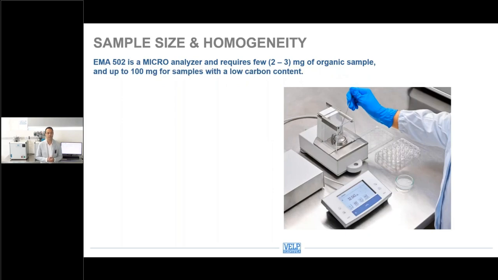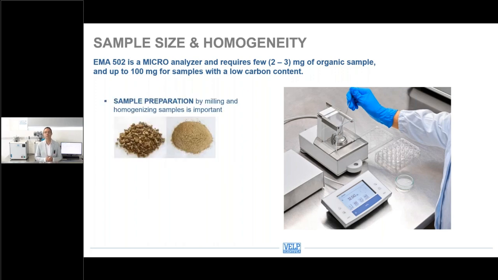Hello everyone, let's start introducing the sample preparation. Sample preparation requires some care and attention since very small quantities are typically used. EMA 502 is a microanalyzer and requires few milligrams of organic sample, typically from 2 to 10 milligrams, but also can measure up to 100 milligrams for sample with low carbon content.